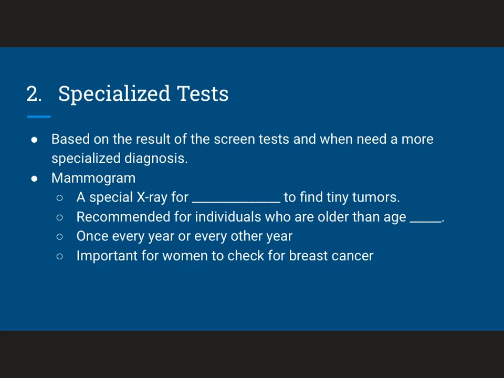Our first item is the mammogram, and this is only for females. This is a special x-ray for soft tissue to see if you can find any tiny tumors. It is recommended for individuals older than the age of 40 to get it checked once every year or every other year, especially if you have a family history of breast cancer. So this is used for checking breast cancer.